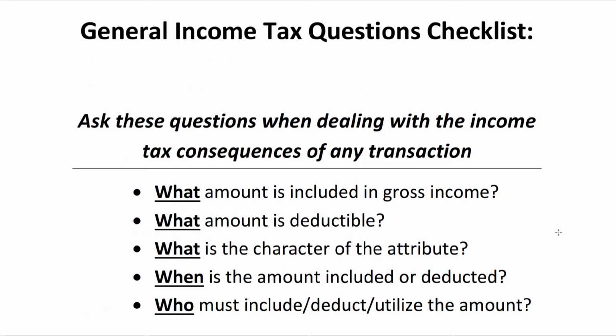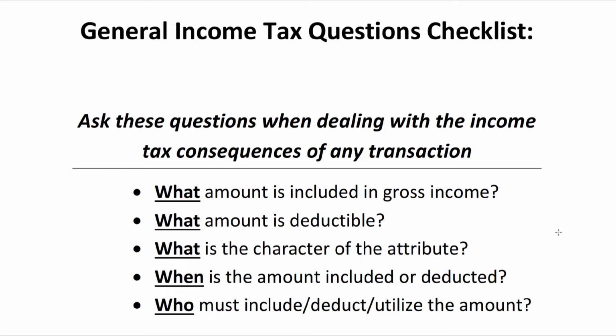All right. So there are generally 5 questions you should always ask when you have an income tax fact pattern. A client comes to you, or you have a fact pattern on your exam or memo you need to do. You should always consider these 5 questions. What amount is included in income? What amount is deductible or credit? What is the character of the attribute? When is the amount included or deducted? And who must include, deduct, or utilize the amount?